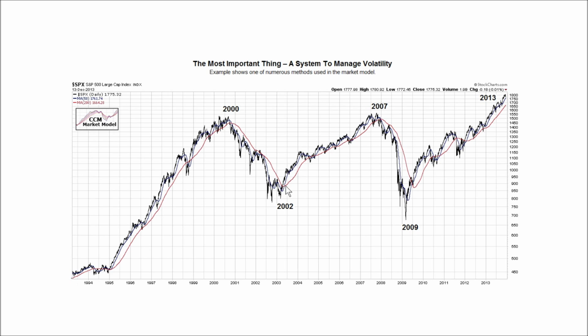The slope of the 200 turns up, price is above both, and it helps us participate in this bull market. In 2007, we get a clear bearish moving average crossover again, and the slope of the 200-day in red rolls over. This system helps us stay out of this market between October 2007 and March of 2009.